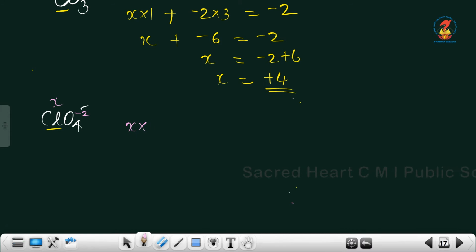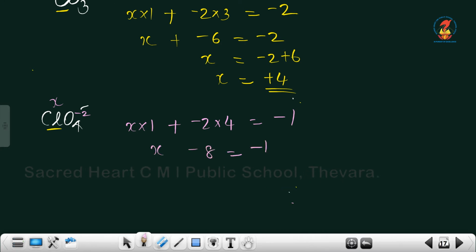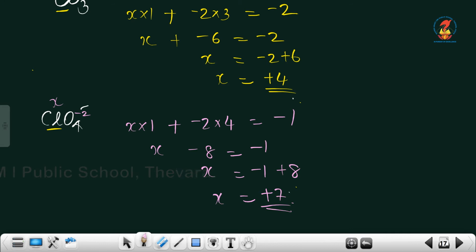So how we can write x into 1 plus minus 2 into 4 equal to minus 1. So x minus 8 equal to minus 1. So x equal to minus 1 plus 8. So x equal to plus 7. So the oxidation state of chlorine here is plus 7.